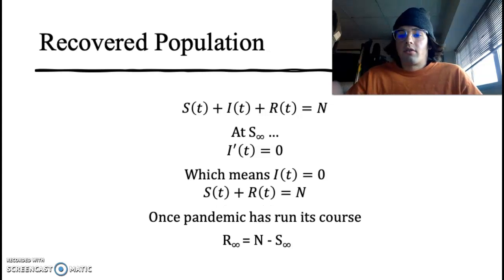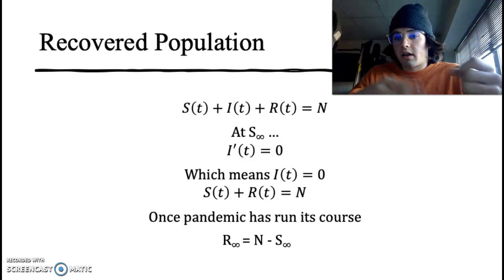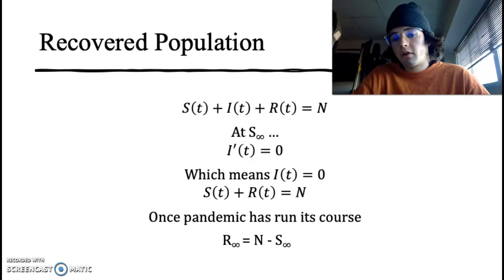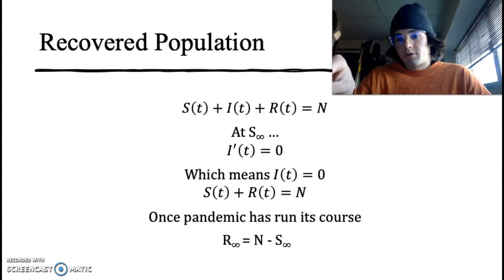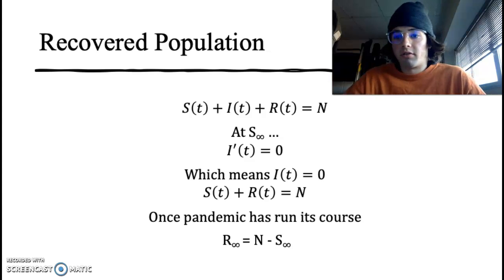That allows us, knowing S of t at S infinity using the initial population size, to subtract that coefficient over to the initial population size, subtract it from that, and then we get the recovered person's population size.